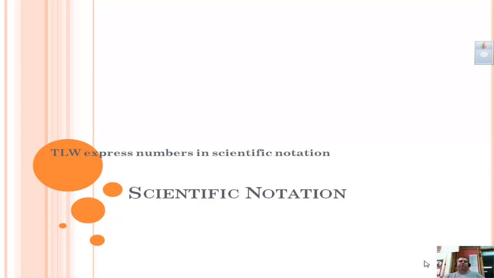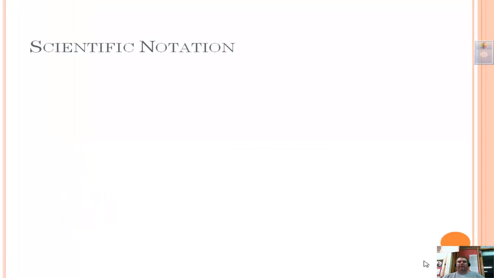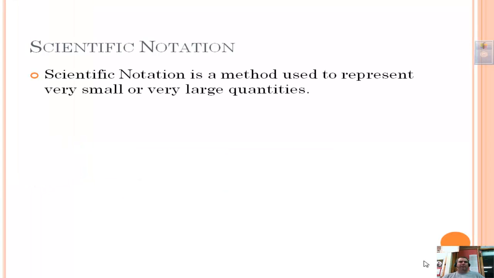Alright, today we're going to start talking about scientific notation. What we're going to do is review some of the things associated with scientific notation. So we're going to talk about expressing numbers, but not only expressing numbers, we're going to do some mathematical operations in scientific notation. Scientific notation is a method that's used to represent very large or very small quantities.